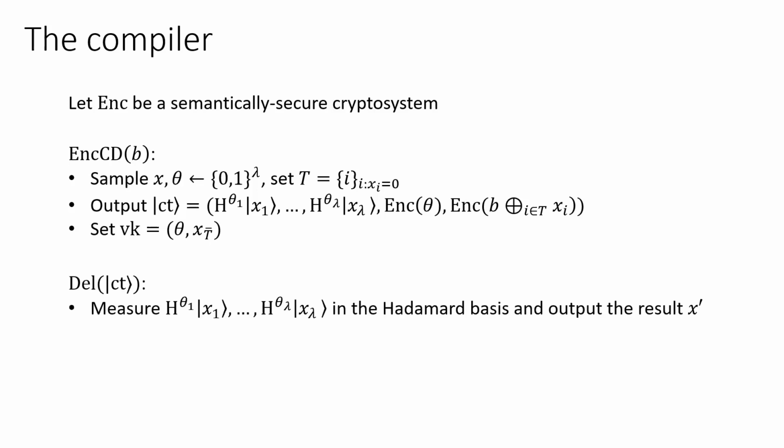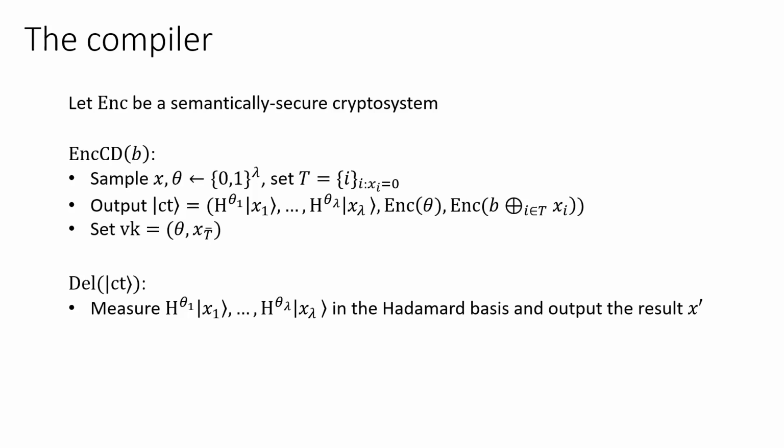For deletion, the intuition is that, well, we're using all of the X's that are encoded in the standard basis to mask B, right? So we want to have a deletion procedure that forces the adversary to remove those X's from their view. So what we'll do is we'll just ask the adversary to measure all of these states in the Hadamard basis, right? So that's the honest deletion procedure.